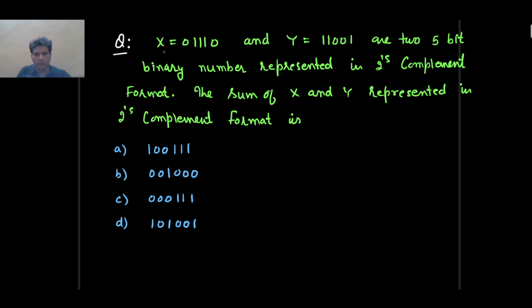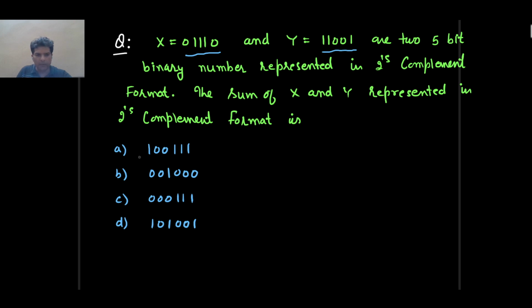So now one more example. Now you see here, x is equal to 01110, and y is 11001. These are the two sign bit numbers, 5-bit in 2's complement form. And the sum of x and y represented in 2's complement format is, okay.